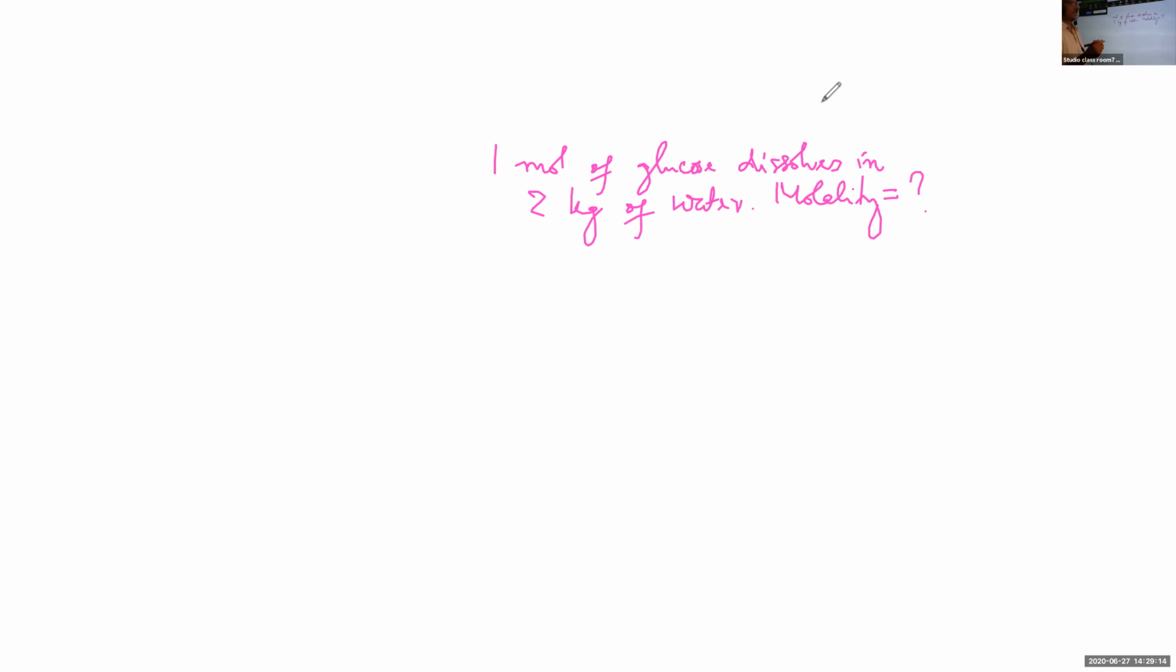You use the equation: molality m is equal to number of moles of glucose, 1, by mass of the solvent in kilogram, 2. That is equal to 0.5, and the unit is mole per kilogram, and that is the molality of the solution. If the number of moles is not directly given, then you convert to number of moles. To get the number of moles, you divide mass in gram by molar mass.